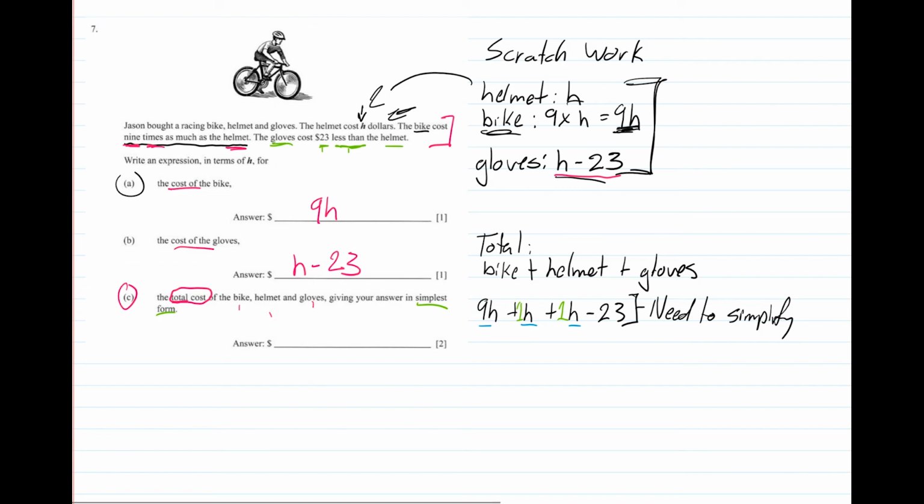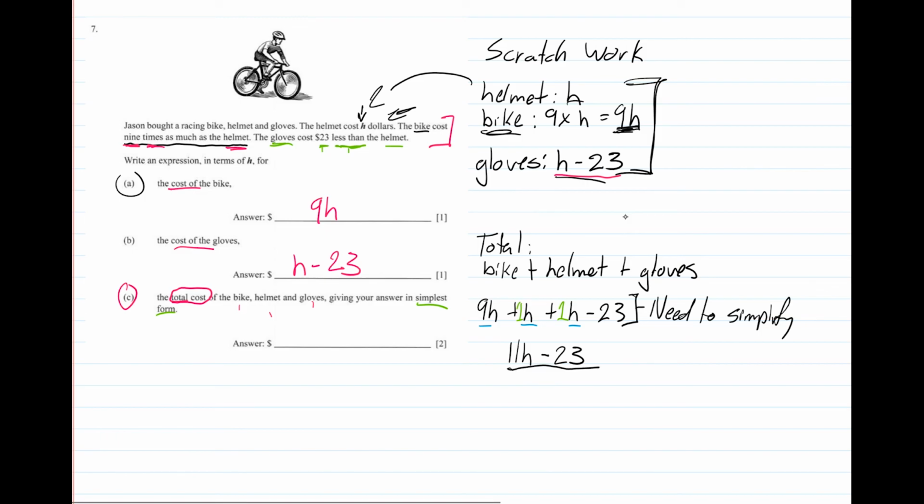From here, you can treat it like just regular numbers. So I can have 9 plus 1 plus 1. 9 plus 1 is 10, 10 plus 1 is 11. So I have 11H. And then the minus 23, there are no other numbers for me to combine with the 23, so I just bring it down. So I get 11H minus 23. This here is the simplified version, and this is the answer they're asking for.